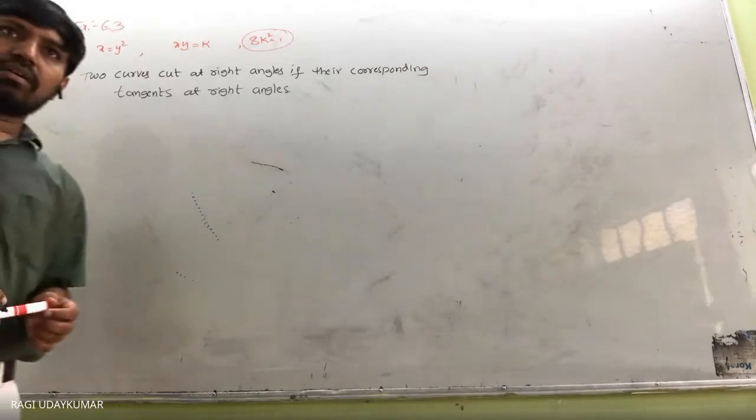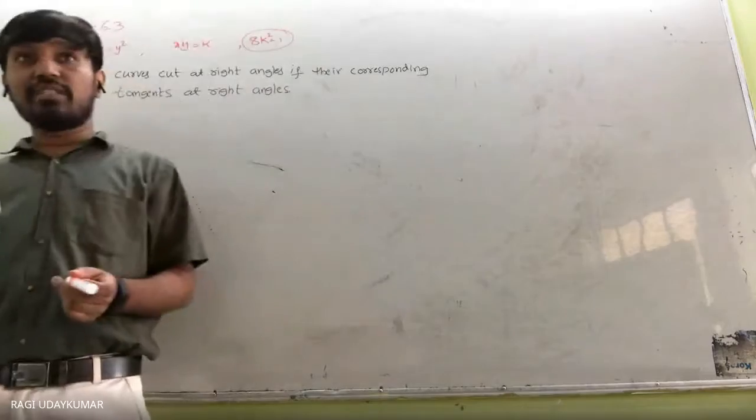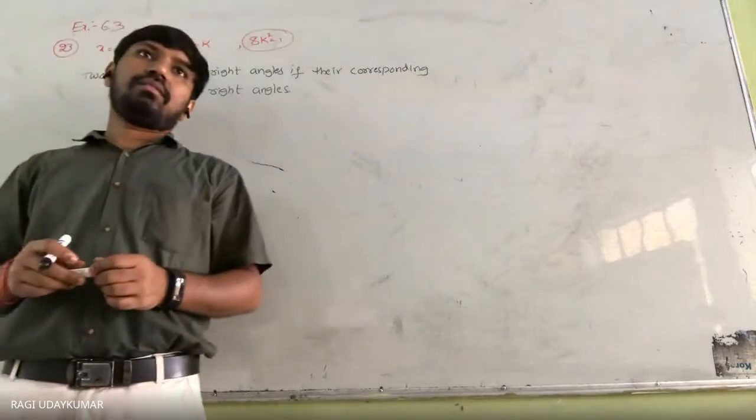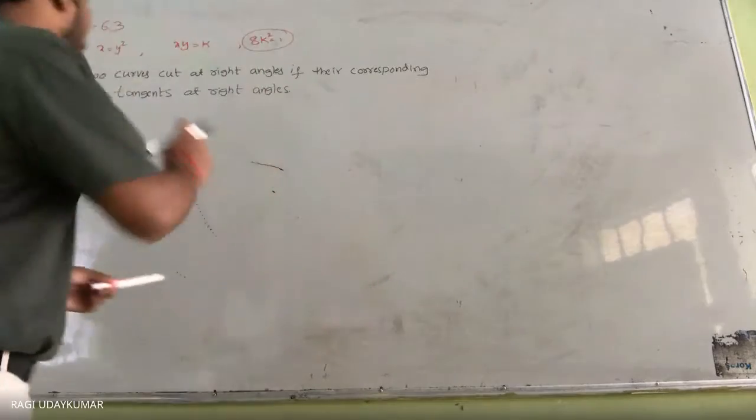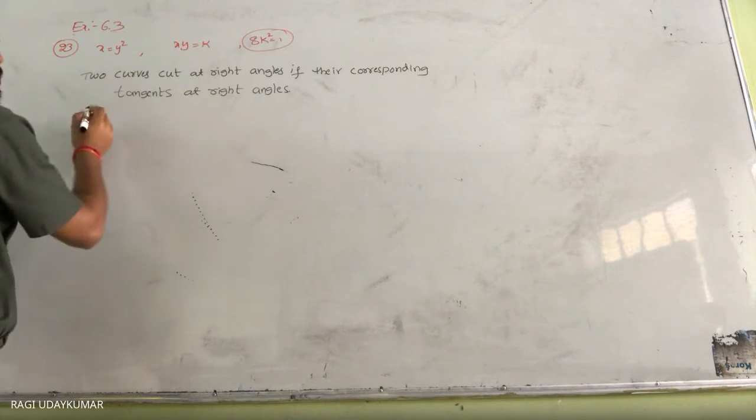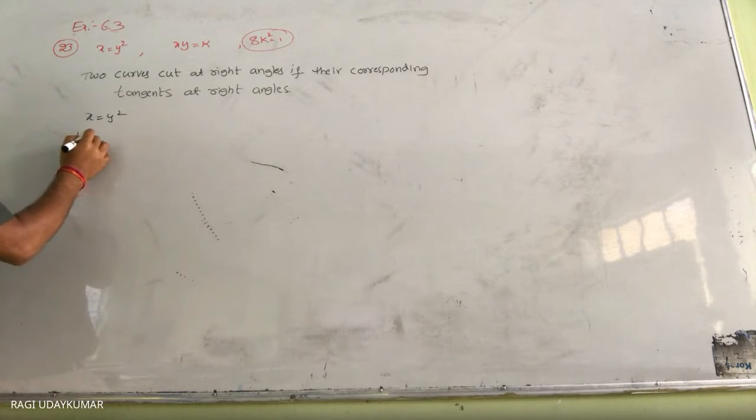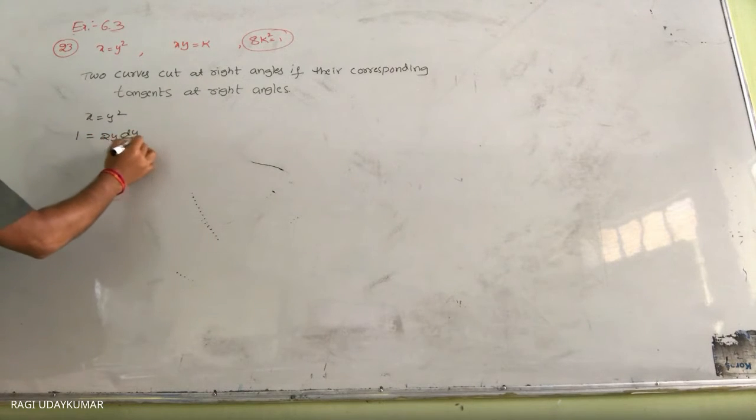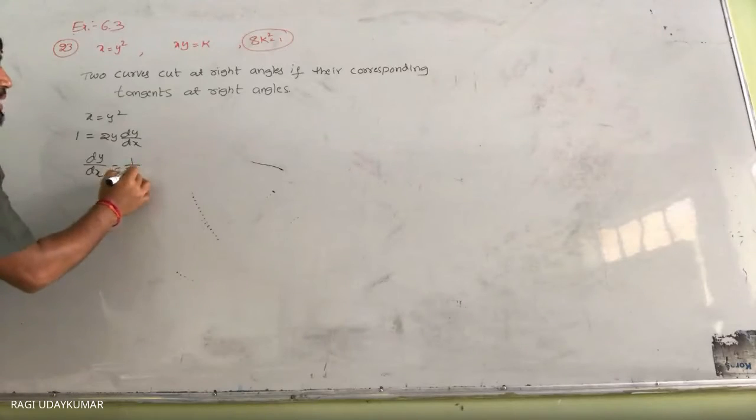If the tangents are at right angles, the product of the slopes of the tangents will be equal to -1. So you have to find the slope of the tangent of this curve and the slope of the tangent of this curve. So x is equal to y square. Differentiating, 1 is equal to 2y dy by dx. From this, dy by dx is equal to 1 by 2y.